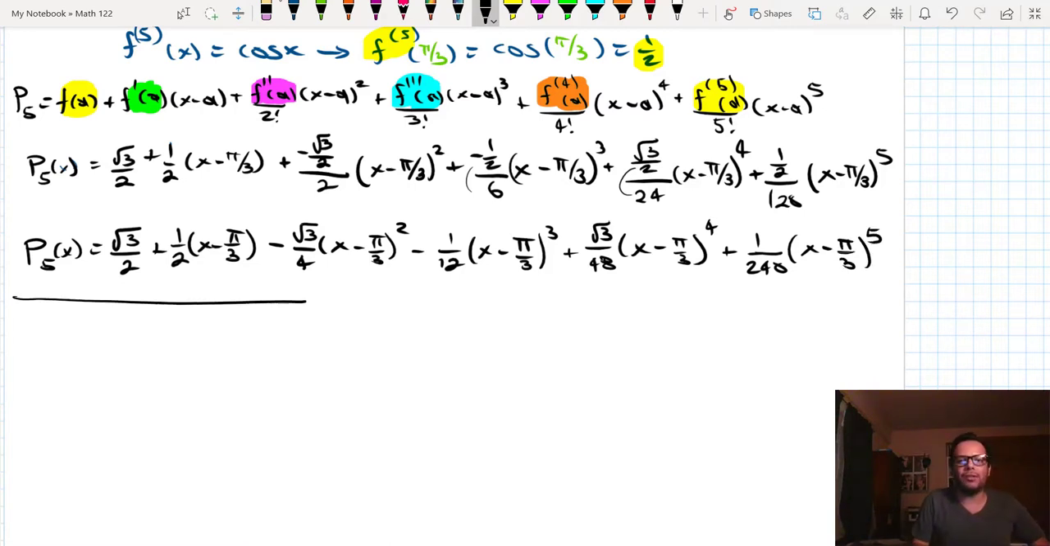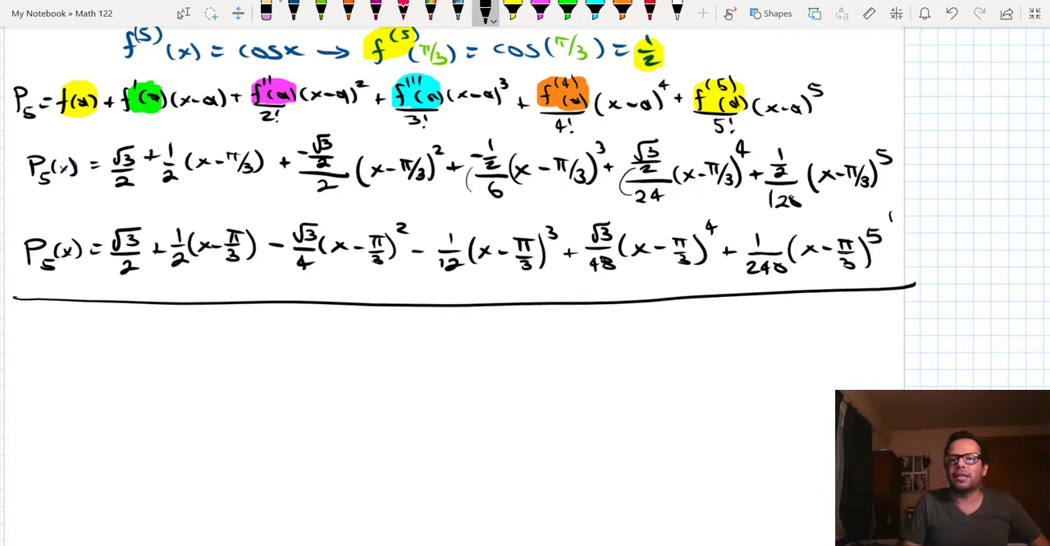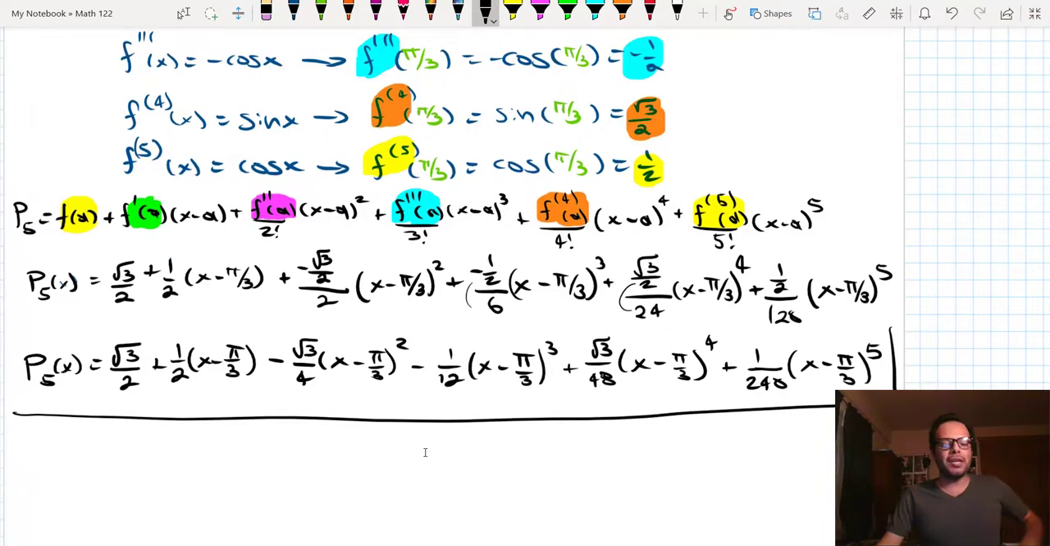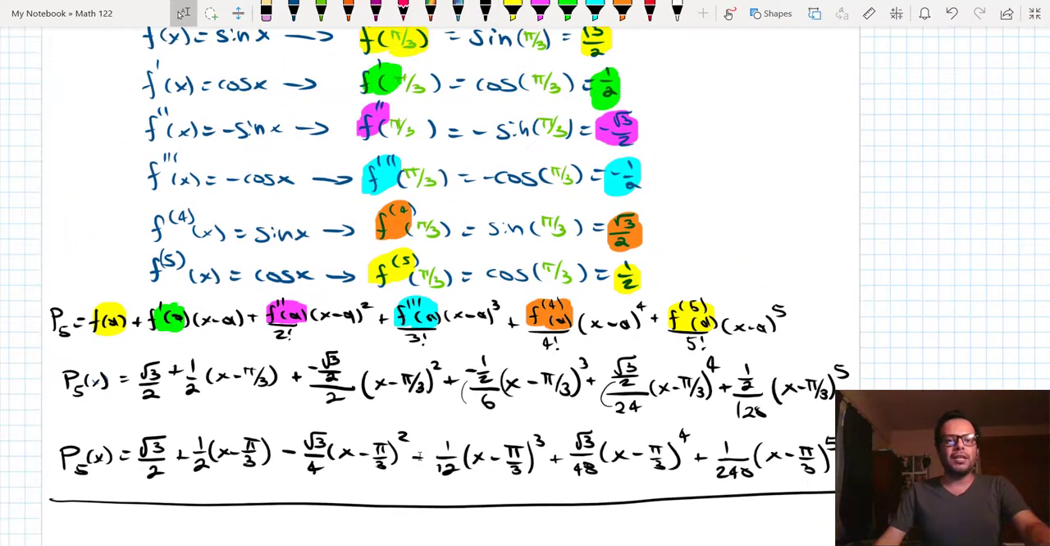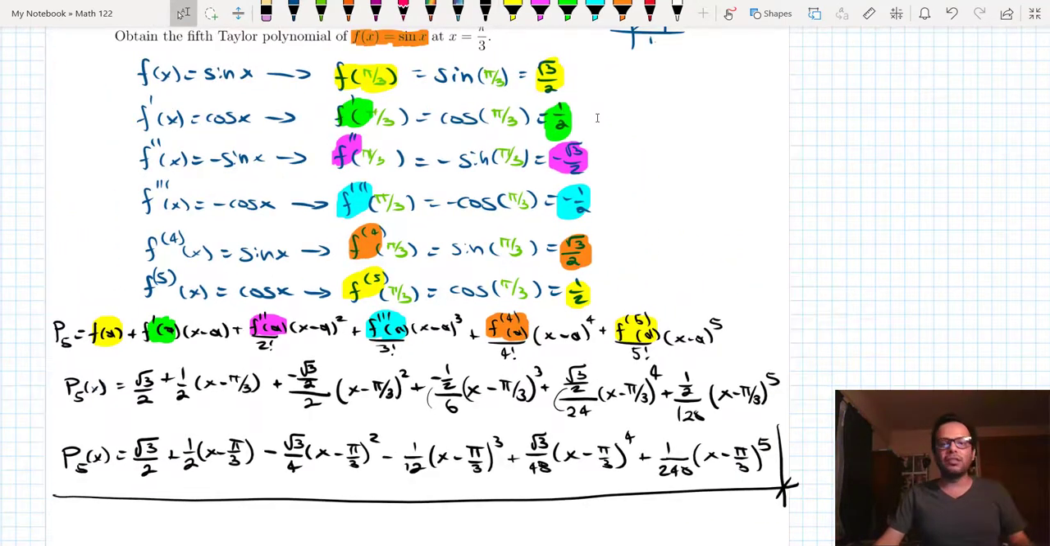So that is our final answer to this exercise. I hope you see the pattern here. If you look at the bigger picture, all we are doing is just taking derivatives and evaluating at the point that we want to do the approximation around. The rest of it is a lot of writing.